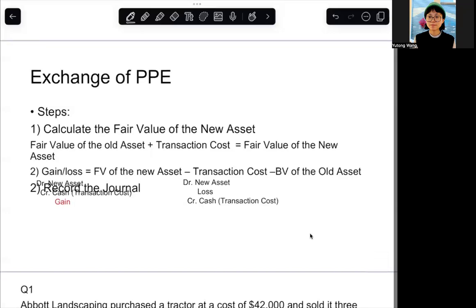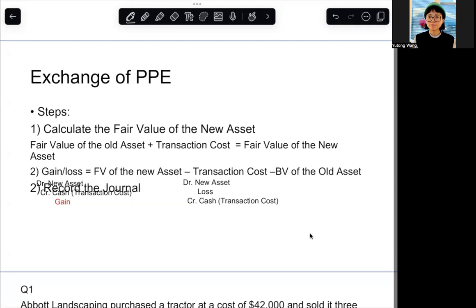So what does exchange mean? You have an asset, for example, a computer. You feel it's too old, and you want to exchange it for a computer from another company, maybe a Dell. They give you a new one, you give them the old one, and you pay some cash to them. Okay. So there are also several steps.